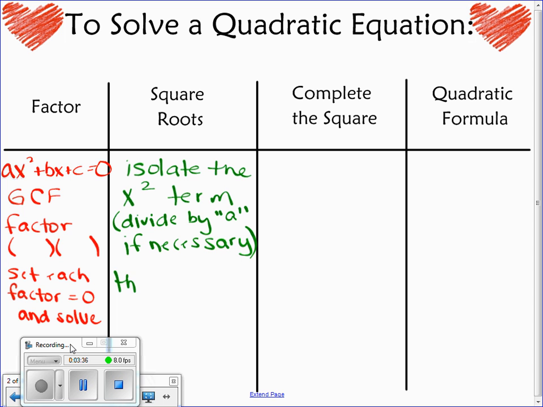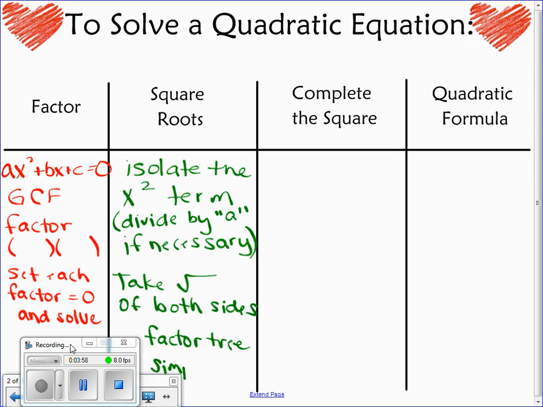And then you're going to take the square root of both sides. Take the square root of both sides. And then you'll want to do a factor tree if possible. Factor tree, this is all the stuff we've just been working on. Right, and simplify.